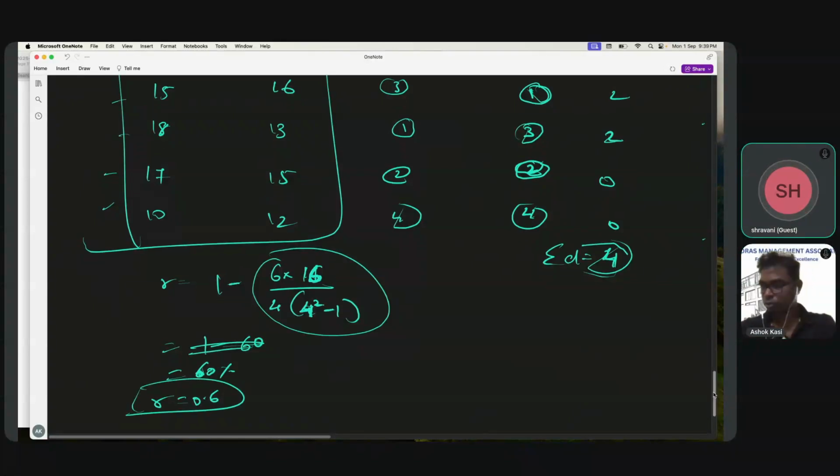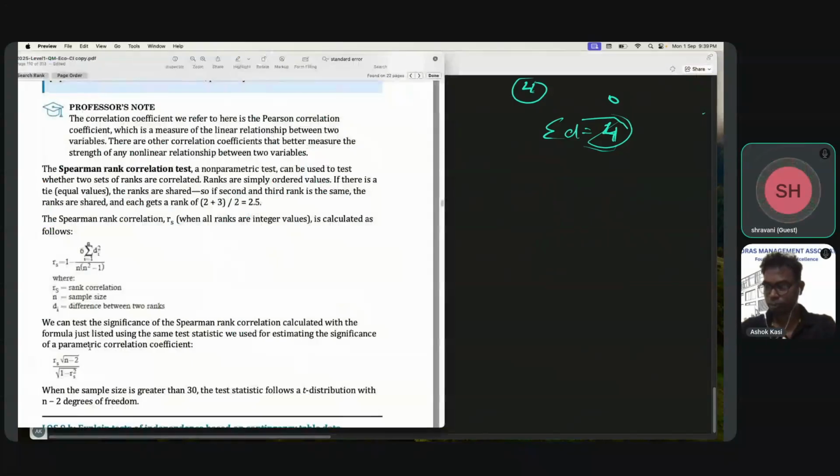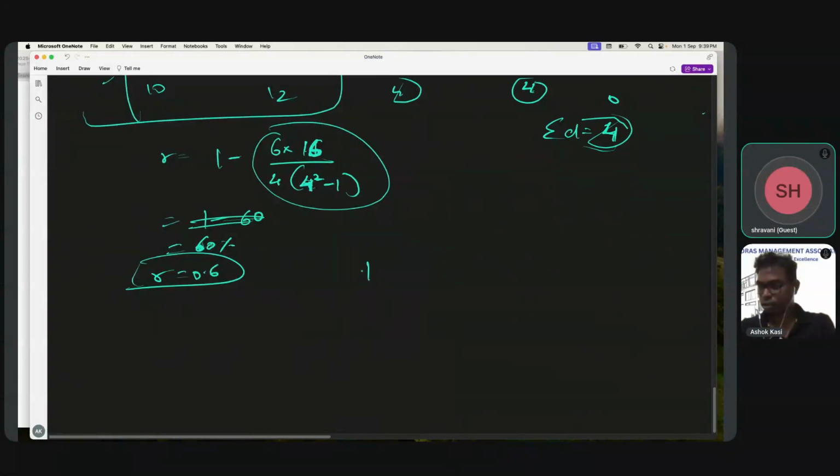Now you have to do the same testing, that T is equal to R into root of n minus 2 divided by root of 1 minus r square. So now you calculate all this.